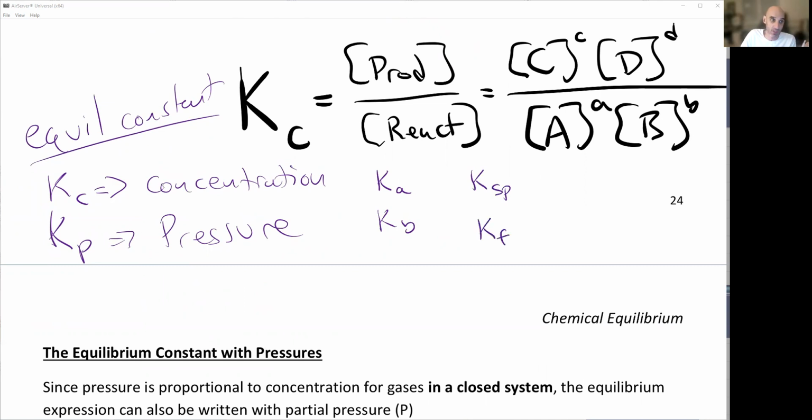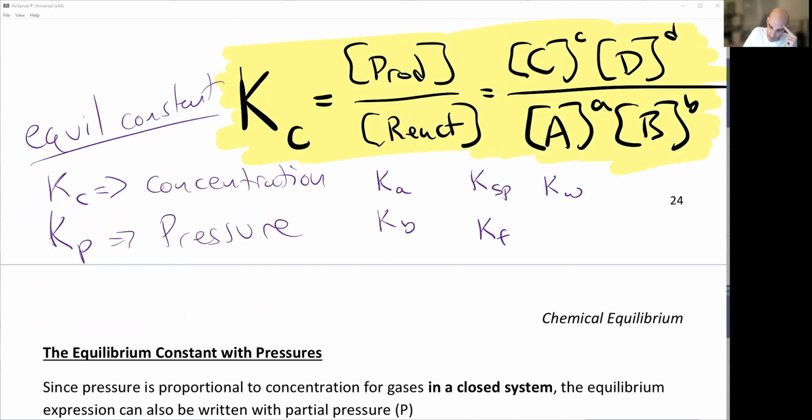Kf is the formation of a complex. Kw has to do with the autoionization of water. So there's plenty more, and it doesn't matter which K you're talking about. They are all going to have this arrangement. So if you have a K, all you have to do is simply write this down every single time.